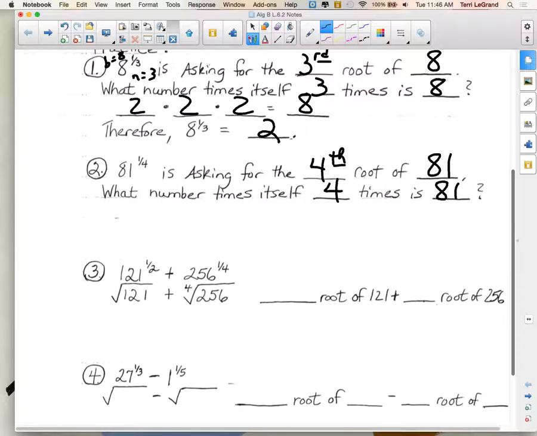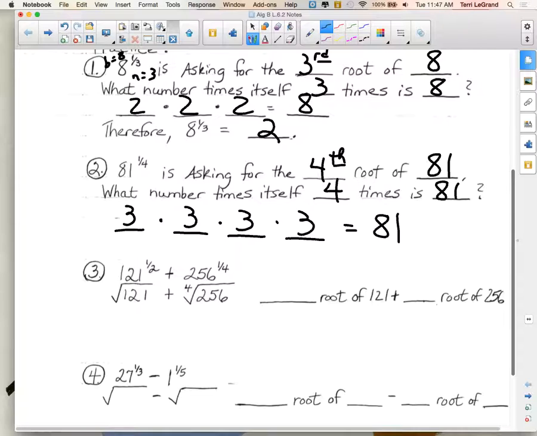Okay, so what number times itself 4 times is 81? 81 to the 1/4 power means, and this is how you'll show your work, just prove to me that you're not using your calculators. What number times itself 4 times is 81? 3 to the 4th power? So let's try it. 3 times 3 times 3 times 3.